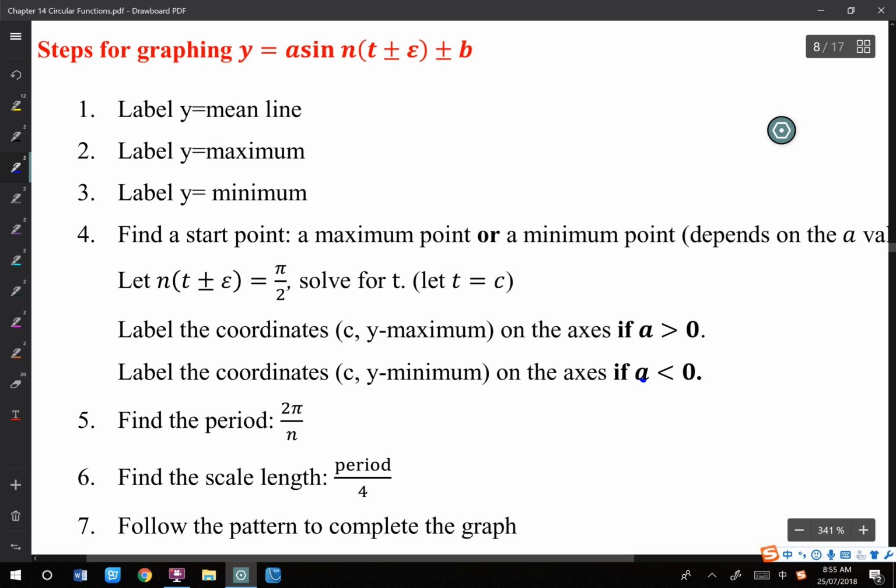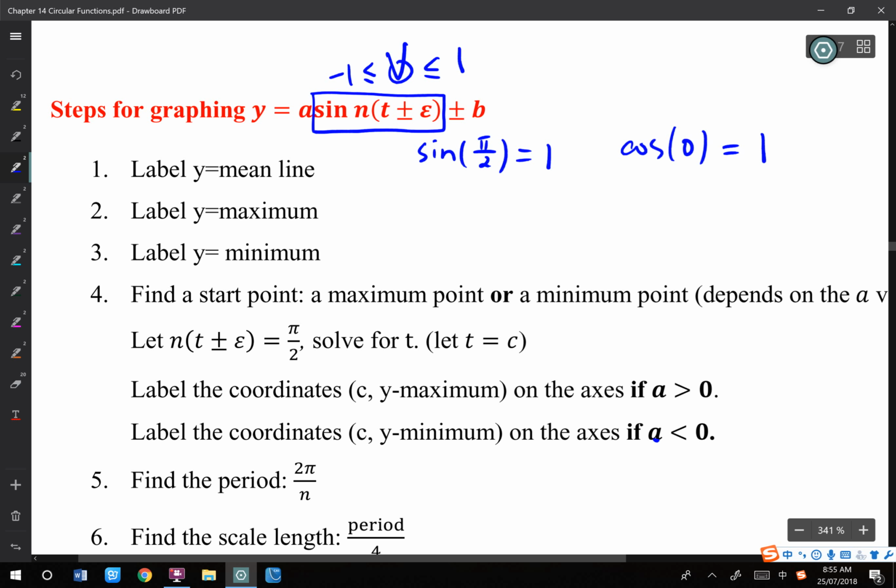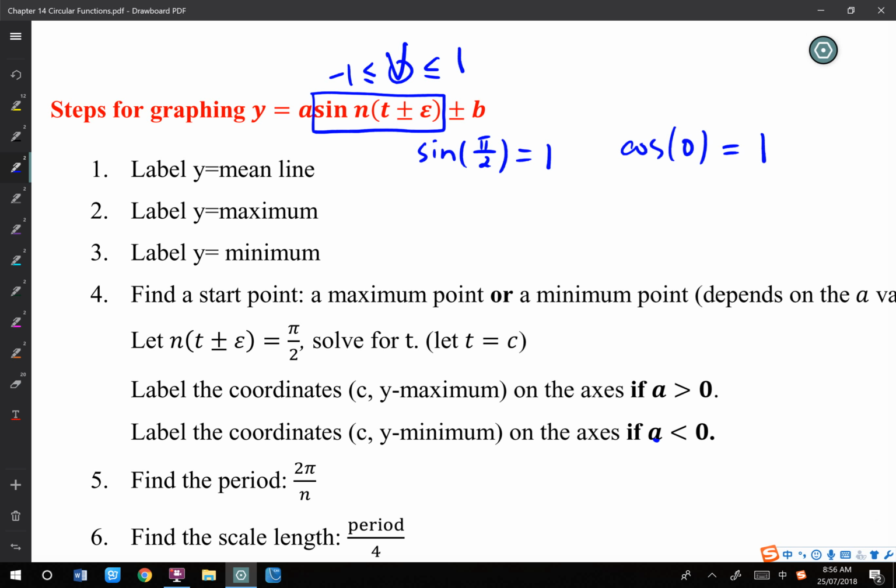As I explained, sine pi on 2 equals 1, and cosine 0 equals 1. If I want to achieve the max or minimum, the value can change in between -1 to 1. I can either use 1 or -1. If I use a value like point something in between, that definitely reduces the number. So I want the max, I want to achieve the extreme value.